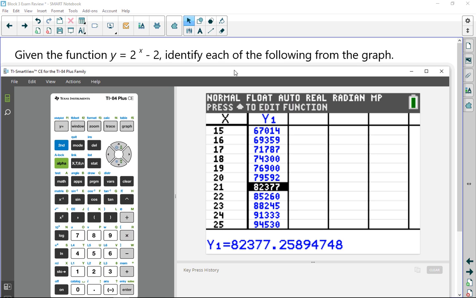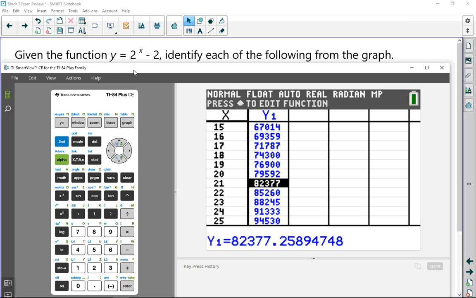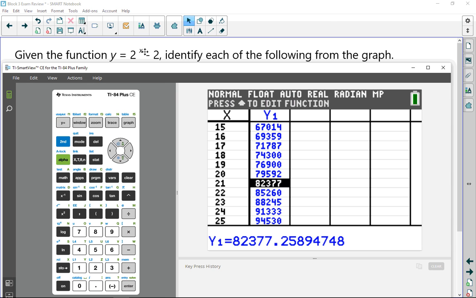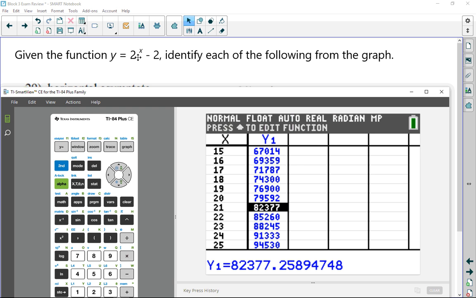Okay, so what you want to do on this, what kind of function is this? Guys, listen. What kind of function is this? Where's the x variable? It's up here in the exponent, right? So we call this an exponential function.